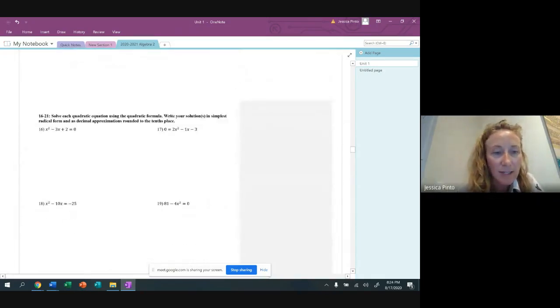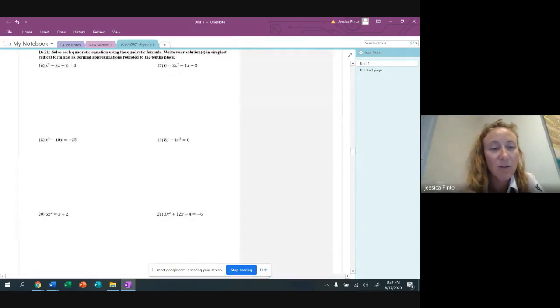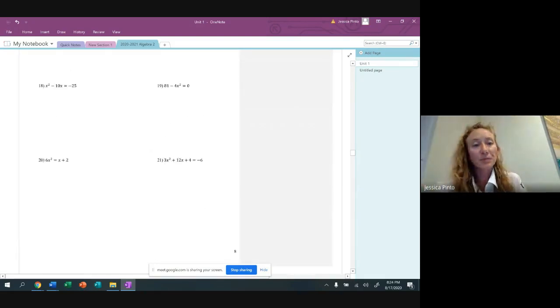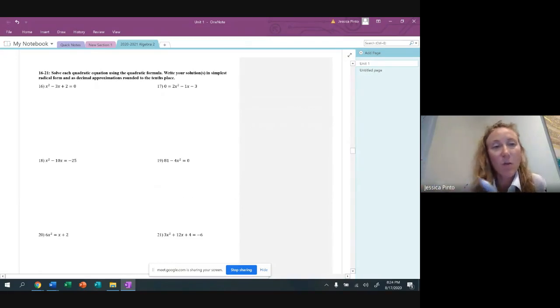So that's why it's x squared, x, and then no variable. Looking at 16 and 17, I see that they're already in the correct form because they're equal to 0. 18 is not, but I can easily move the 25. 19 is in the correct format. 20 and 21 both need a little bit of manipulation. So we've got 6 problems here, and then we're done. Let's work through these. We're going to solve the quadratic equation using the quadratic formula, and then write it in simplest radical form and as a decimal. All right, let's work it out.